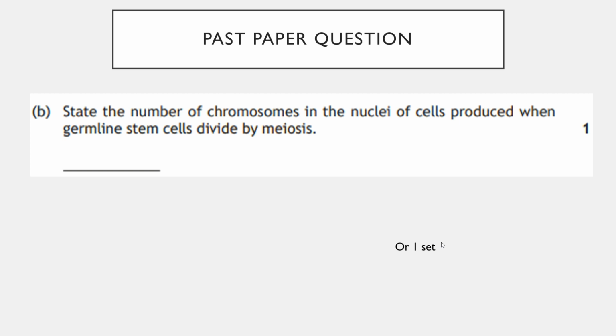Let's try one of the restricted response questions. So this time you're asked to state the number of chromosomes in the nuclei of cells produced when germline stem cells divide by meiosis. Again, pause the video, have a think what your answer would be.